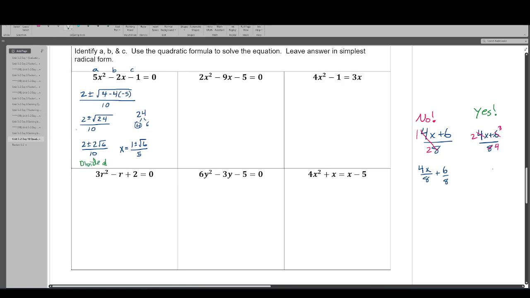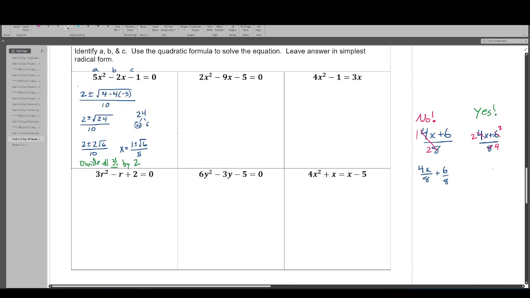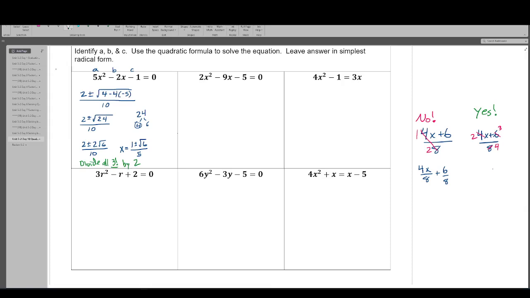Divide all 3 by 2. So another spot in here that's easy to make mistakes. You can make mistakes with the original formula: the negative b, common mistake. Squaring b, common mistake. Negative 4ac, common mistake. Bottom, most common mistake here is putting a instead of 2a and forgetting the 2, but it's on the star chart, so you shouldn't forget that.